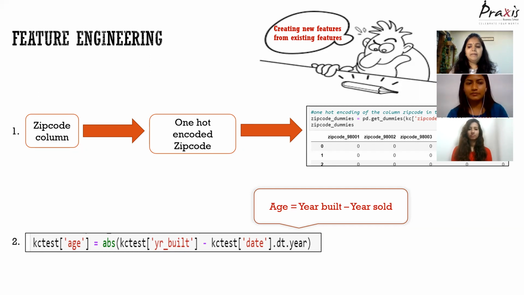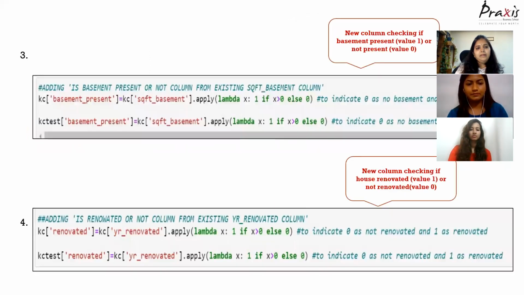Now coming to the next feature, here we have added a new feature of age, which we have calculated from the year built and the year it was sold. This we did to check whether this feature has any impact on our target value, that is price, or not. Next slide, please.